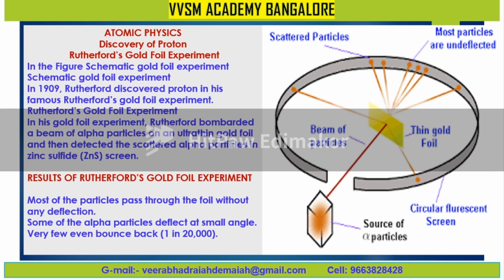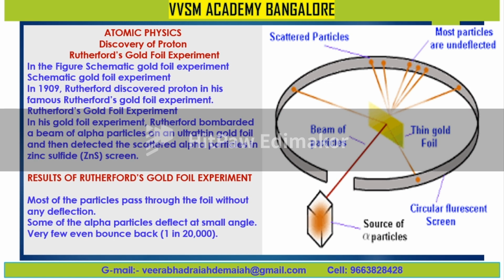He bombarded a beam of alpha particles on an ultra-thin gold foil and then detected the scattered alpha particles on a zinc sulfide screen. This is the zinc sulfide screen. Most of the particles are undeflected here. This is the source of alpha particles from a radioactive element. The alpha particles are bombarding this thin gold foil, which is the famous Rutherford gold foil experiment, my dear friends. Most of the particles pass through the foil without any deflection.